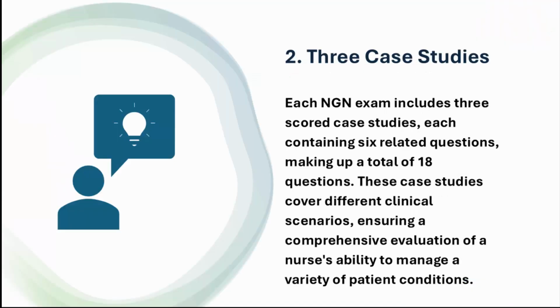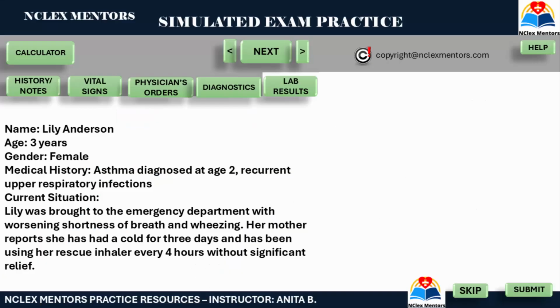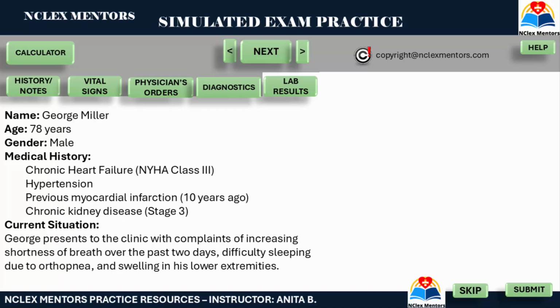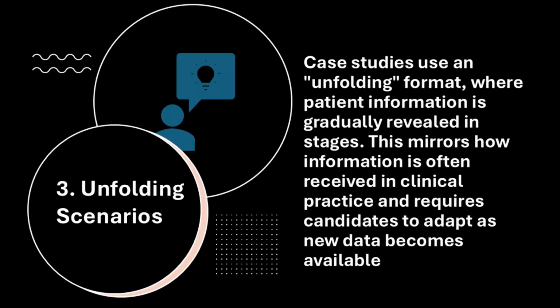2. 3 case studies. Each NGN exam includes 3 scored case studies, each containing 6 related questions, making up a total of 18 questions. These case studies cover different clinical scenarios, ensuring a comprehensive evaluation of a nurse's ability to manage a variety of patient conditions. For instance, one case may involve a pediatric patient with respiratory distress, while another focuses on an elderly patient with heart failure. 3. Unfolding scenarios.